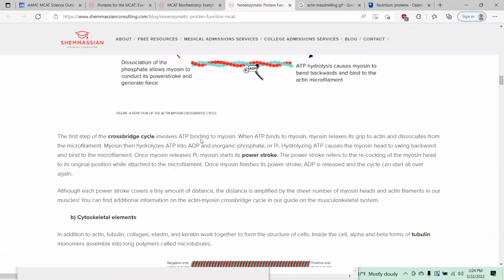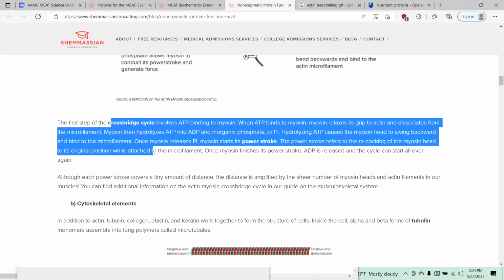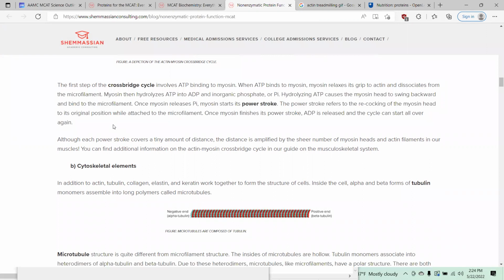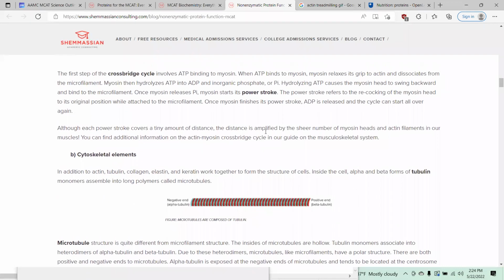And cross bridge cycle, yes. So this whole cycle, the way I described it, you need to know each step of it. At least it's something they can ask you about. This cycle of power stroke and then recocking the myosin head and going forward and forward until the calcium dissipates and there's no more need to contract.